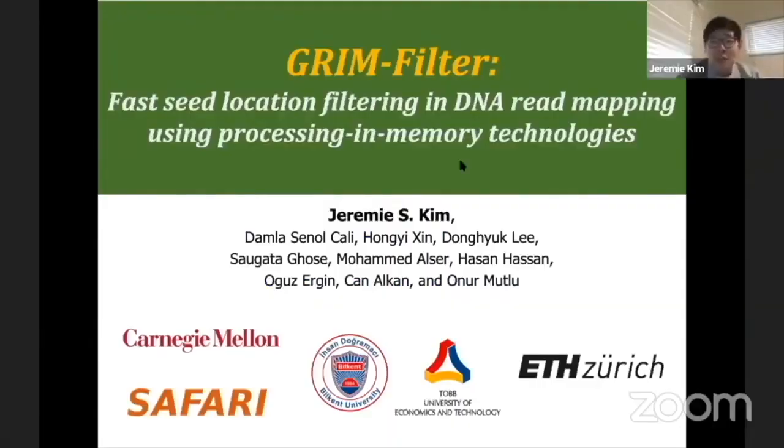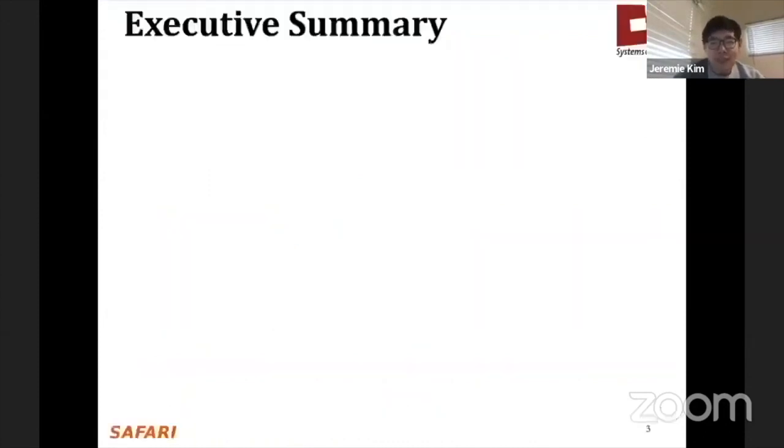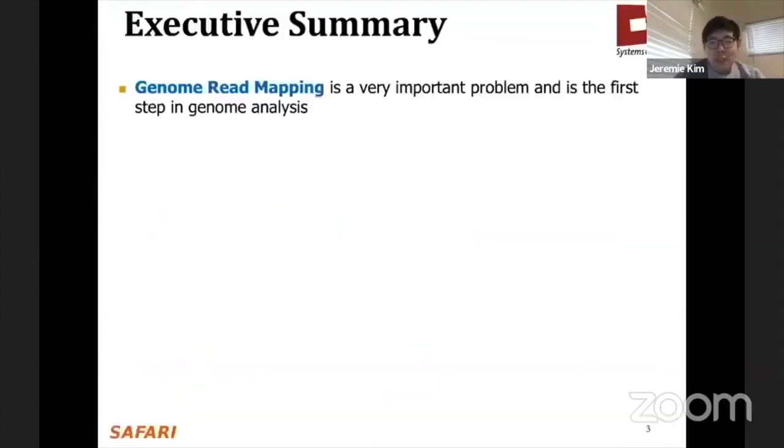Yeah, so I'll be presenting GRIM-Filter, which is a fast seed location filtering mechanism in DNA read mapping, which uses processing in memory technologies. This was presented at APBC, and published in BMC Genomics back in 2018. So I'll begin with an executive summary.